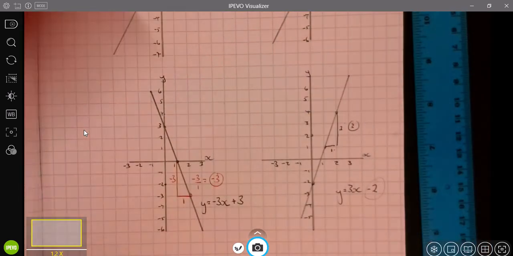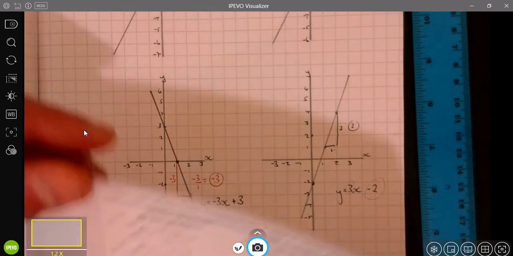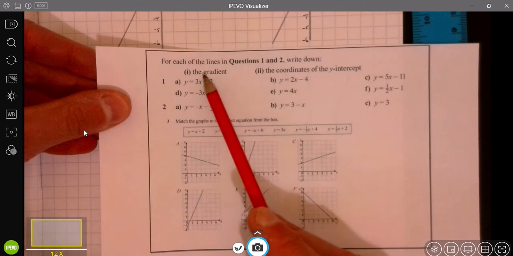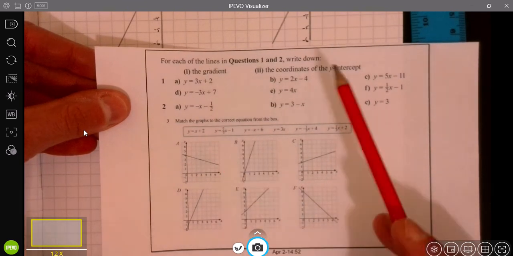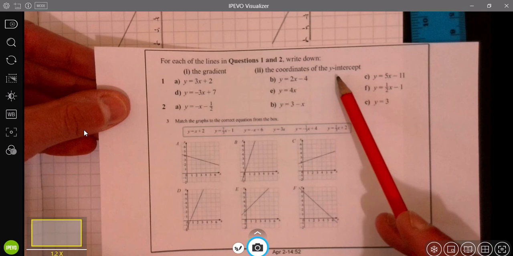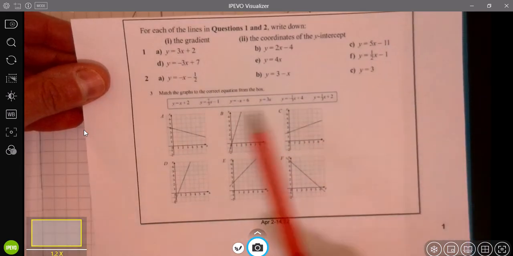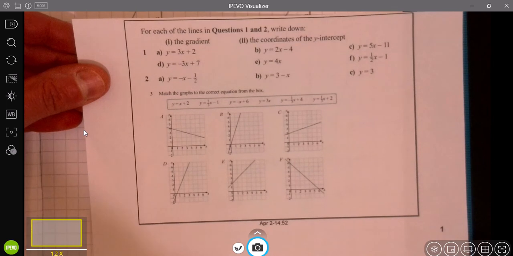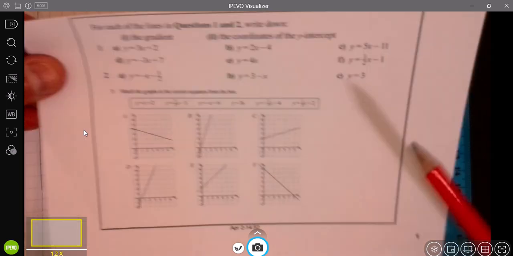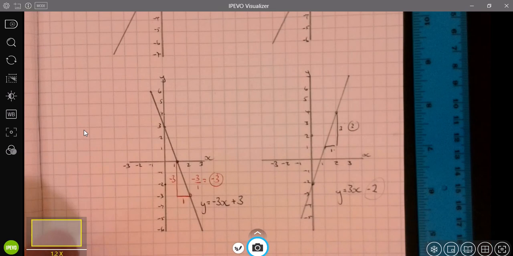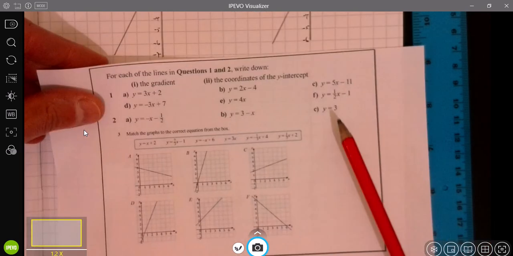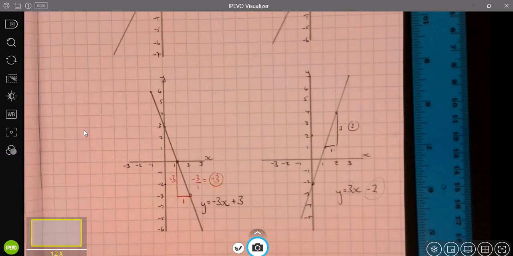Right, I've left you with a few questions just to try. In these questions, all I'm asking you is what's the gradient, what are the coordinates of the y-intercept, and then a few here just to try and match up the equation with the relevant graph. We'll see how we get on. Watch out, just notice by the way, 2C, that's a bit of a trick. Just watch out when you get to that question. So have a go, see how you get on with those.